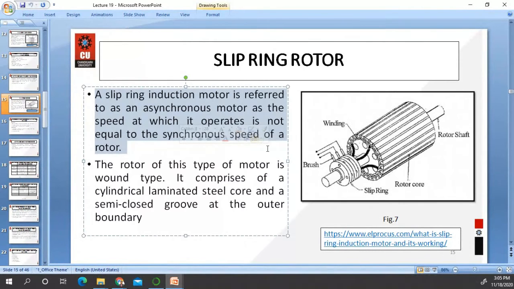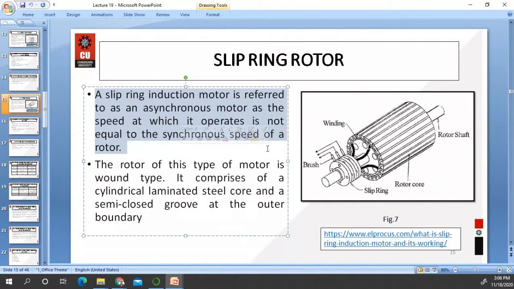Synchronous speed is defined as Ns equals... write in the chat box. We explained that expression in the morning. Quickly give your response. Synchronous speed is equal to the difference between... quickly give your response.